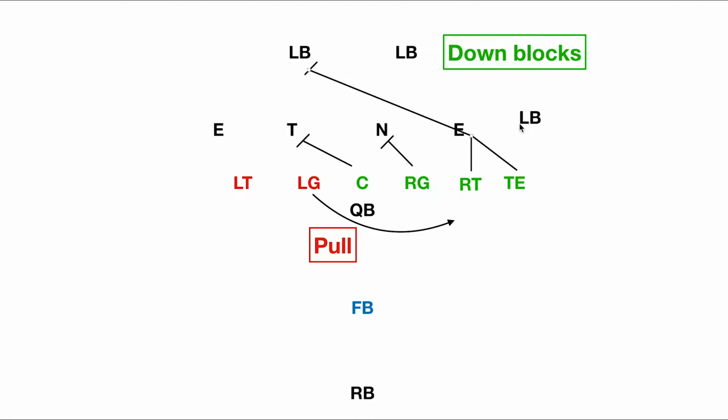So there are four main parts of the power O play. The first main part is these down blocks on the play side. What the play is designed to do is create a rift in the defense. Part of that rift is getting these down blocks, getting these good blocking angles, and creating overwhelming force to drive the defense this way.